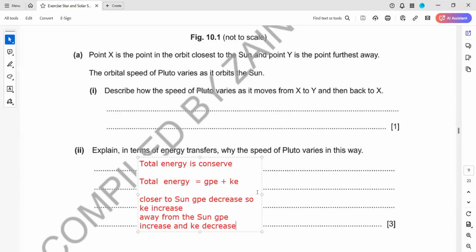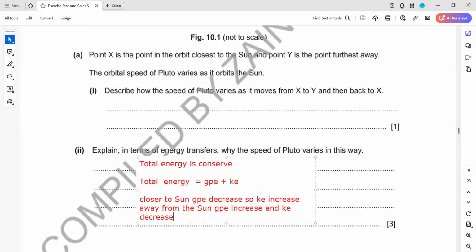So you have to refer to these points as a structured answer for explaining the motion of a planet around the sun. First, mention that the total energy is conserved, so gravitational potential energy plus kinetic energy will be constant. When it moves from one position to another, the potential energy increases and the kinetic energy decreases, and the other way around, potential energy decreases and the kinetic energy increases.